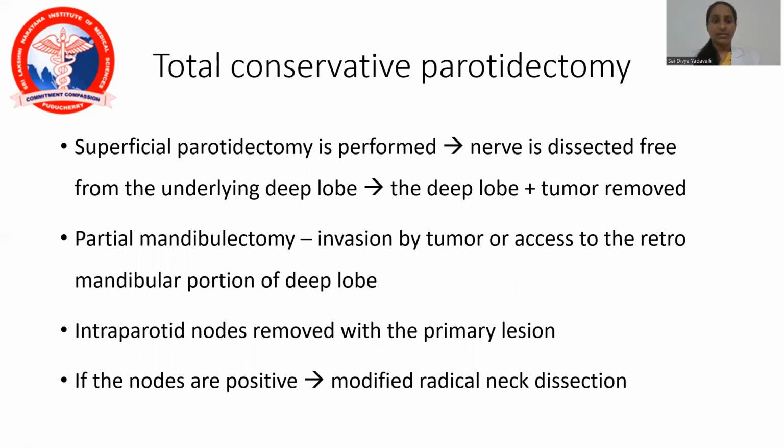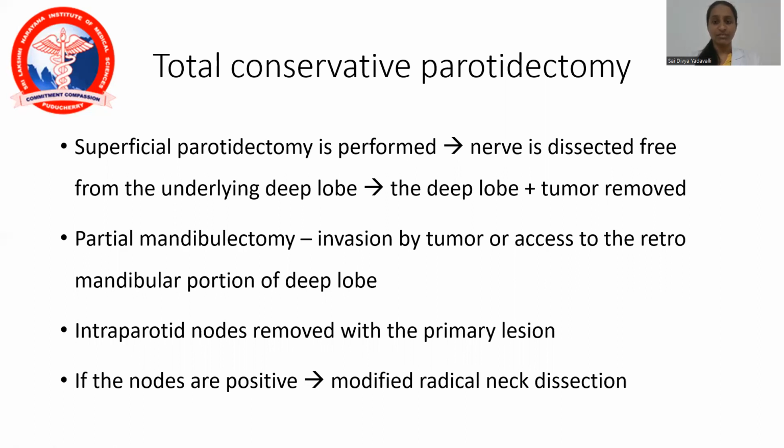Total conservative parotidectomy involves performing a superficial parotidectomy followed by dissecting the nerve free from the deep lobe and then excision of the deep lobe plus tumor. So here the nerve is preserved and both the superficial and deep lobes are removed. Sometimes when the tumor invades the mandible, a partial mandibulectomy may be required. This may also be required to access the deep lobe of the parotid gland. Intraparotid nodes are removed along with the primary lesion.